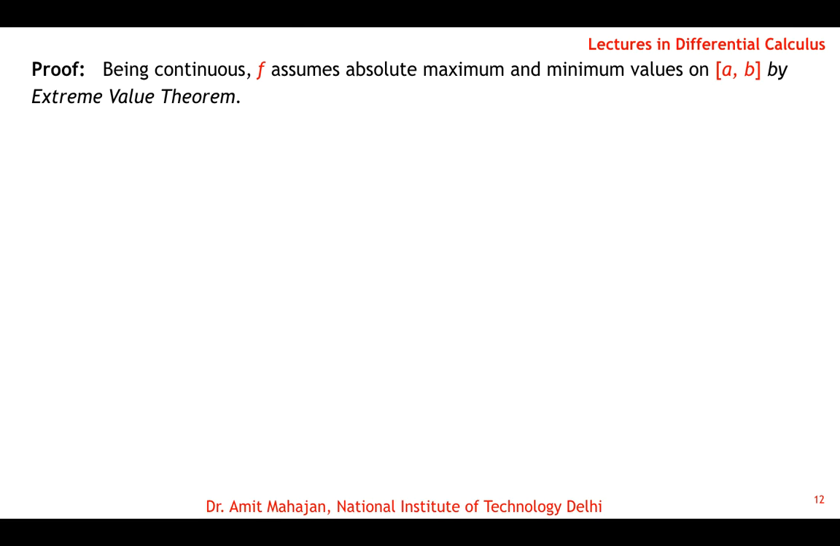To prove this result, first, you are given that the function is continuous. Being a continuous function, it assumes an absolute maximum and minimum value in the closed interval by the extreme value theorem. We talked about this theorem earlier in this lecture: if a function is continuous in a closed interval, then it will have both an absolute maximum and an absolute minimum. So because it is continuous in the closed interval, it will assume the absolute maximum value as well as the absolute minimum value.